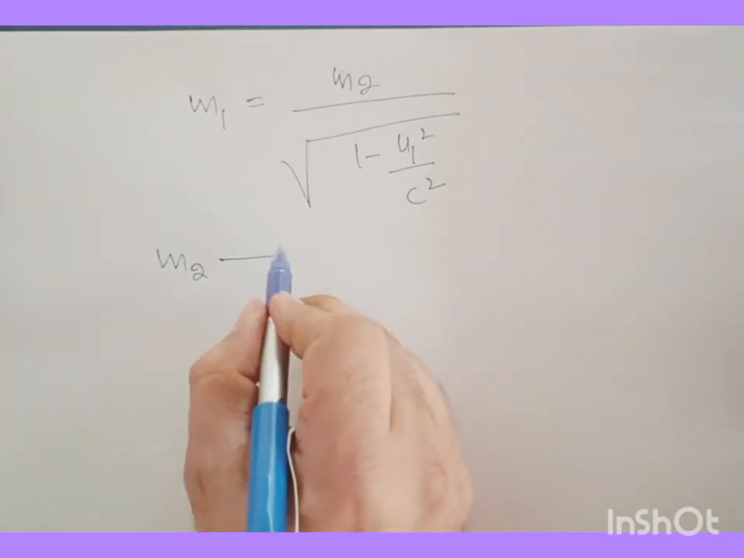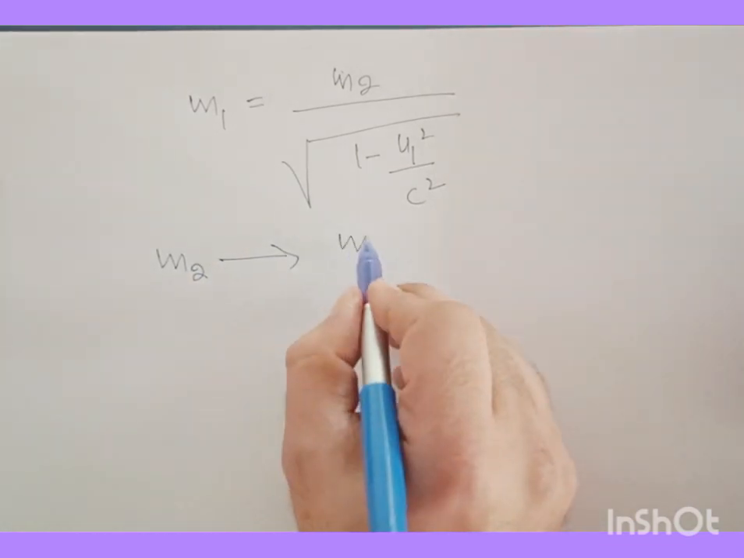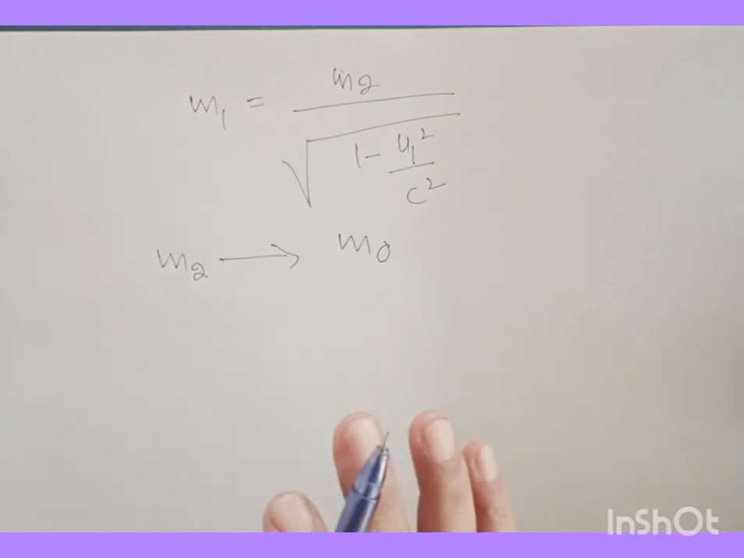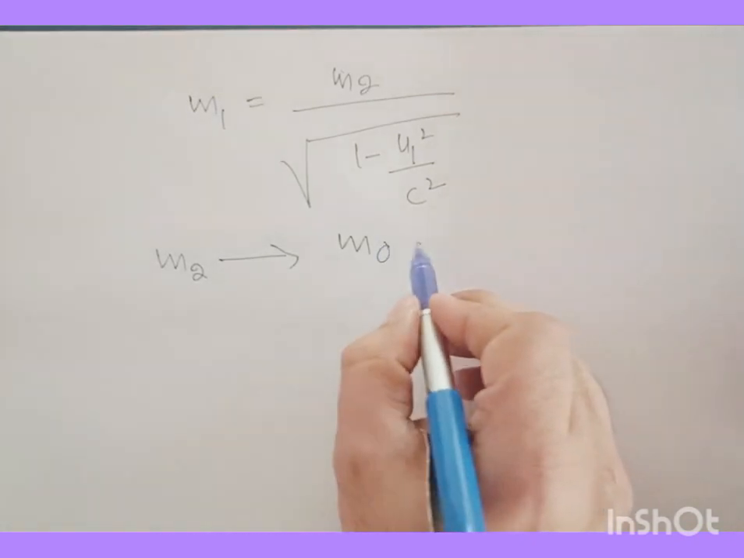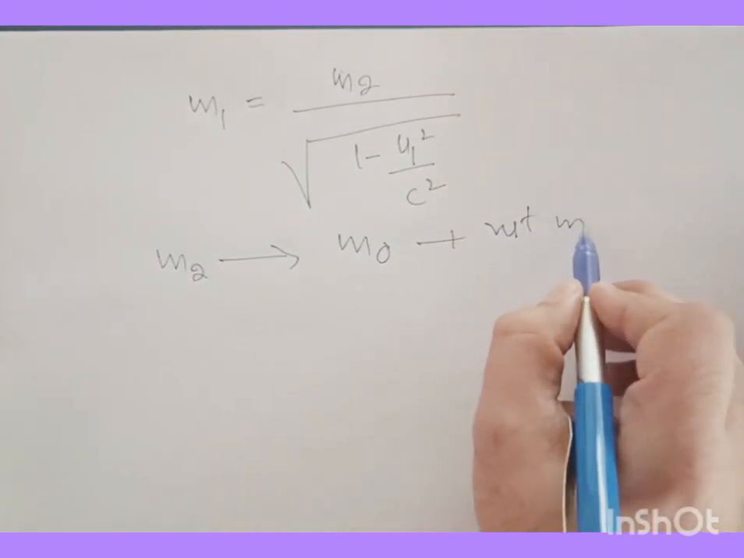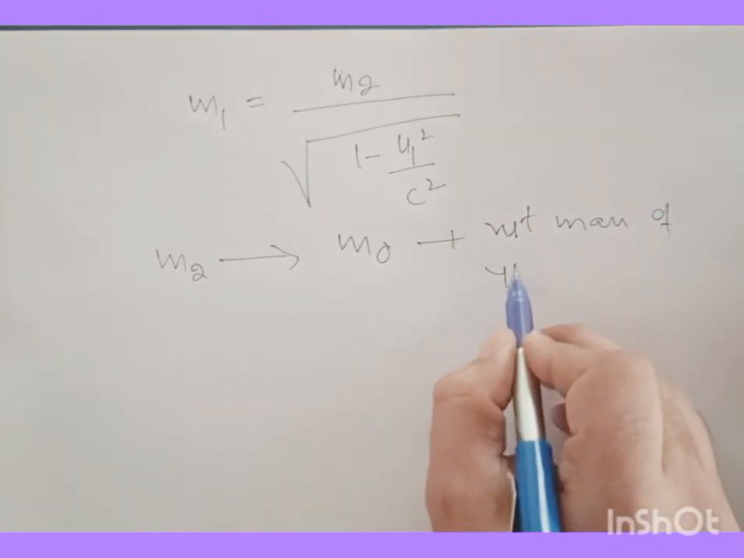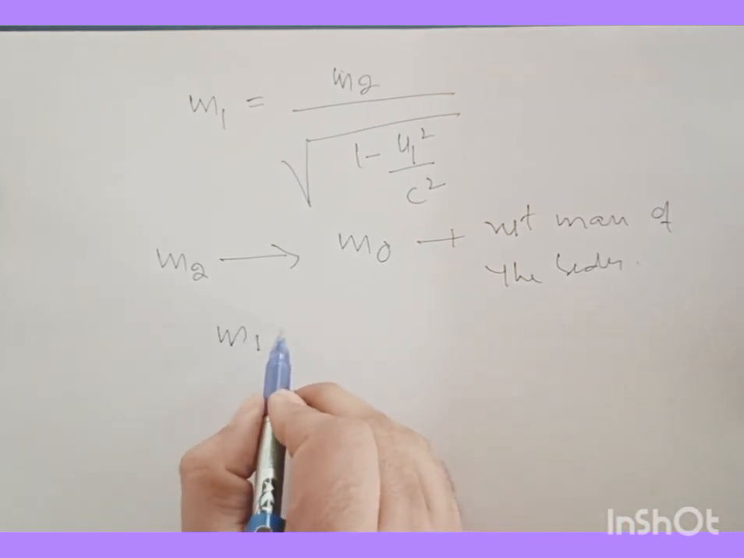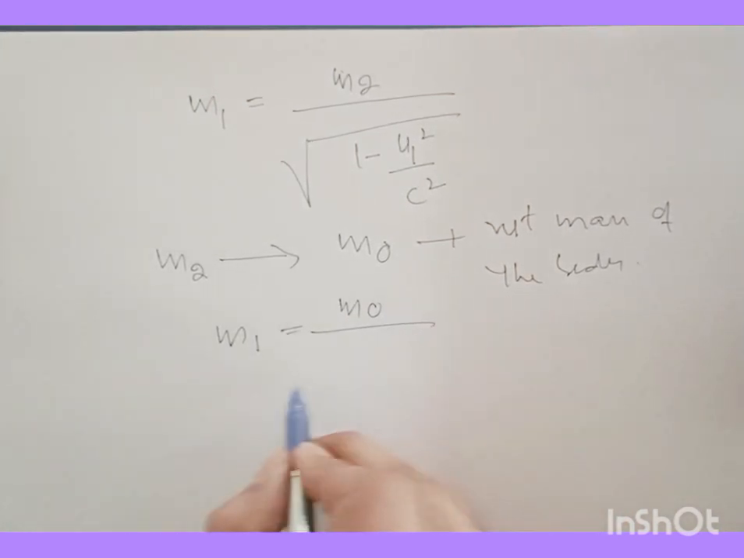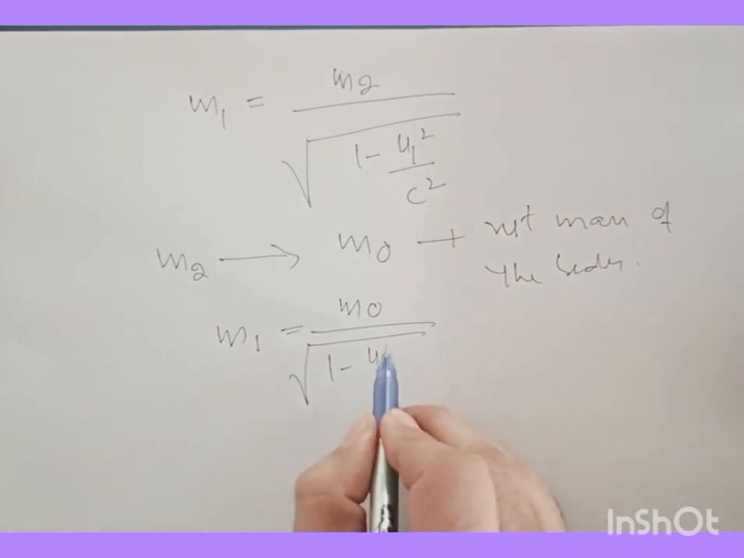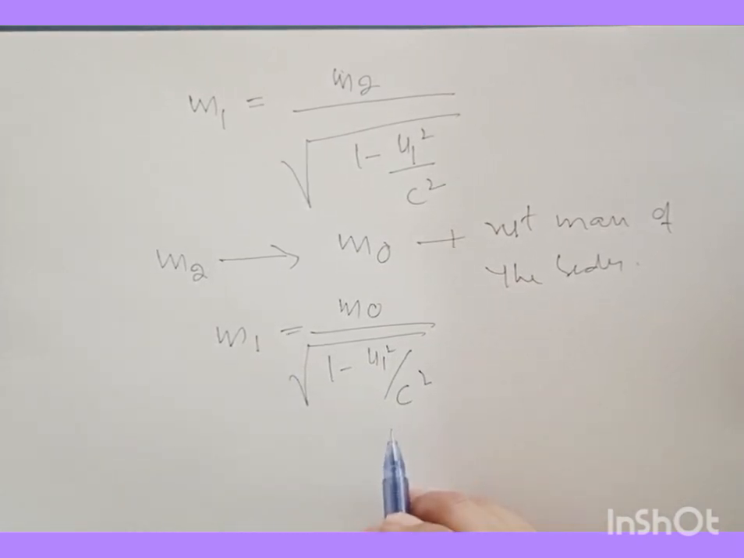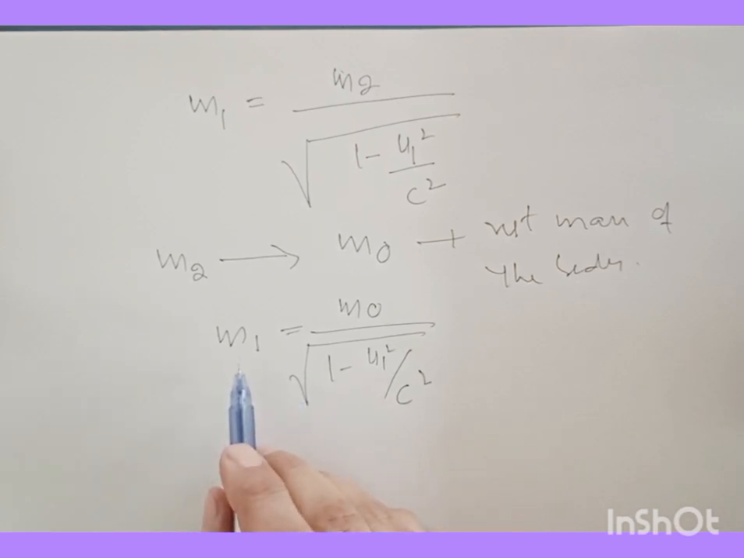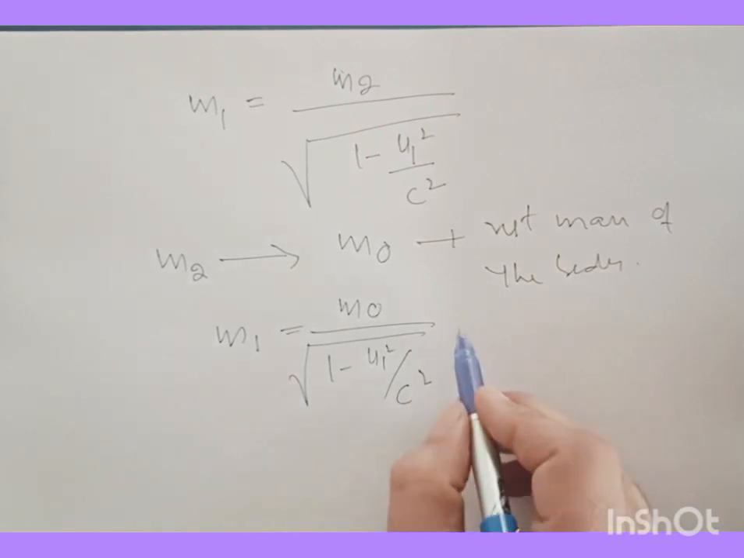Now this m2 is generally written as m0. It's written as the rest mass, and we call this thing the rest mass of the body. Okay, so if that's the case, what will be m1 then? So m1 is going to be m0 by under root of 1 minus u1 square by c square. And if this m1 is taken as m and u1 is taken as v, what we'll get?